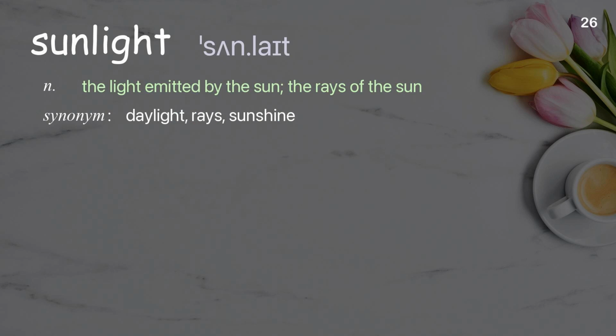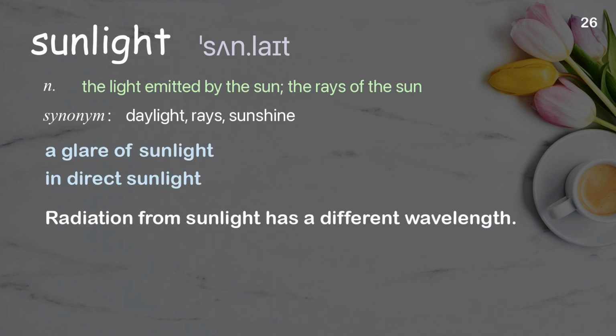Sunlight. The light emitted by the sun, the rays of the sun. Examples: a glare of sunlight, indirect sunlight. Radiation from sunlight has a different wavelength.